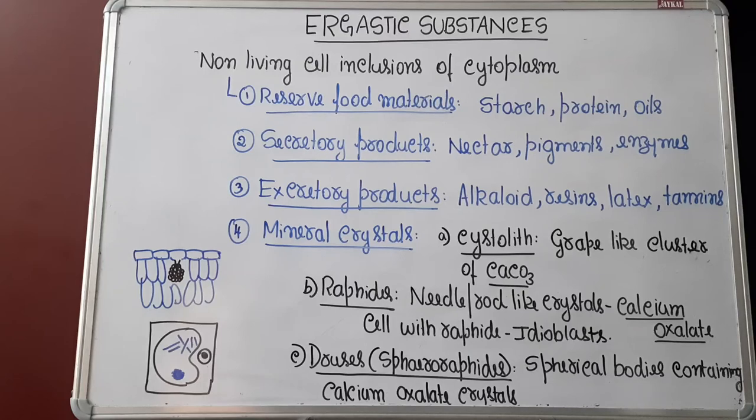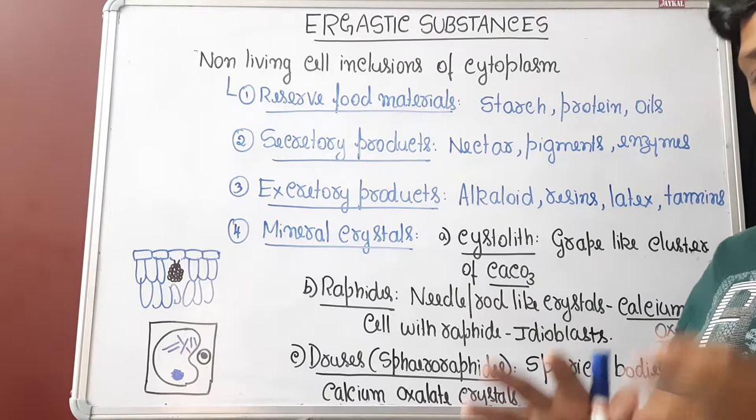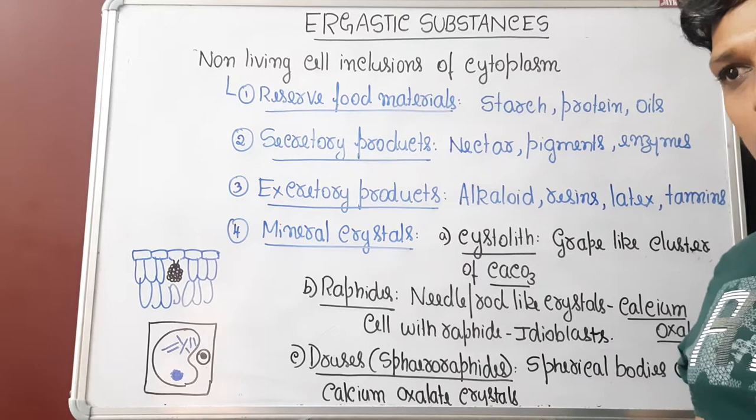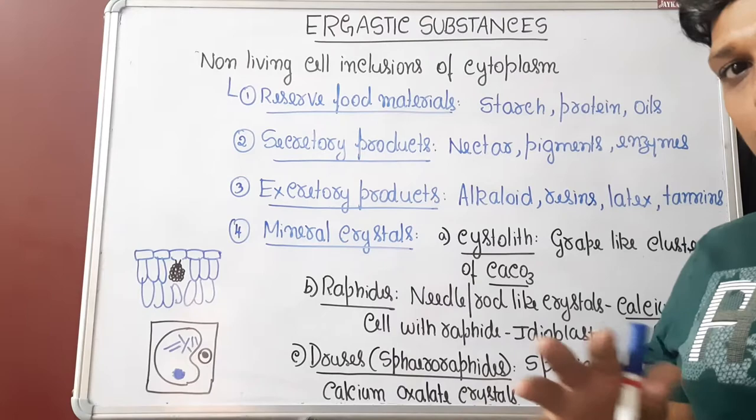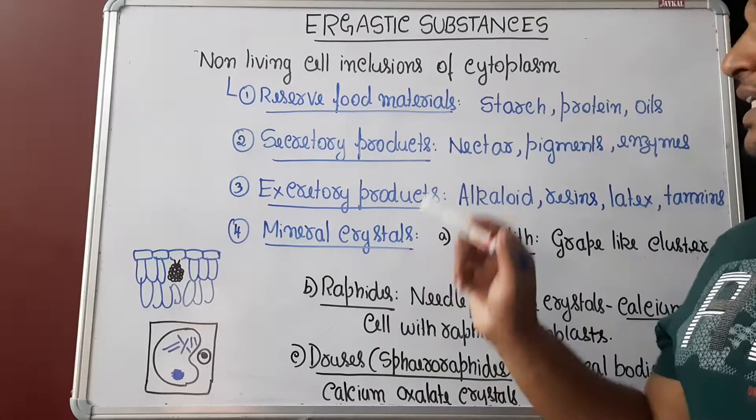Good morning, students. Now we are going to learn about ergastic substances. In a plant cytoplasm or in any cell cytoplasm, we can classify its cytoplasm into cytosol and the cell organelles. Cytosol is the fluid part. In that fluid part of a cell, you will find certain non-living inclusions present. One of such non-living inclusions is ergastic substances. So these are non-living cell inclusions of cytoplasm.